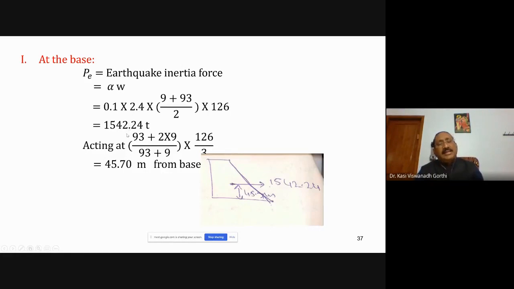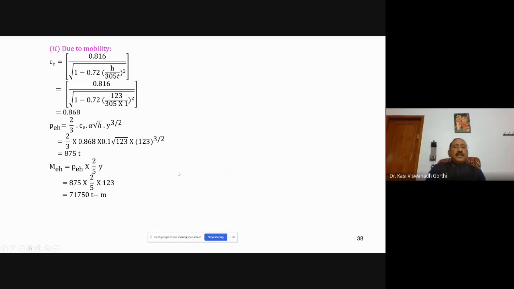And this will act, because it is a trapezoidal section, through its CG. So CG has been computed: (a plus 2b) by (a plus b) into h by 3. So it acts at 45.7 meters from the base. Then that is about the inertia force.